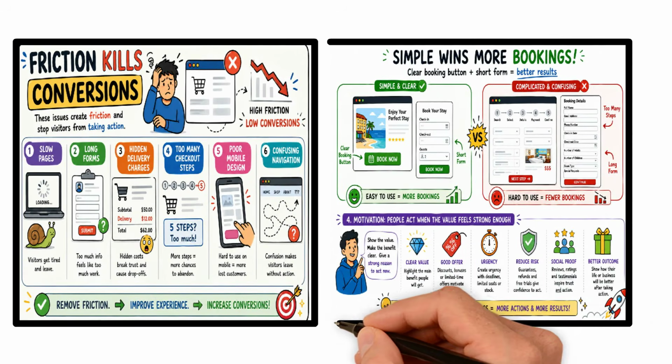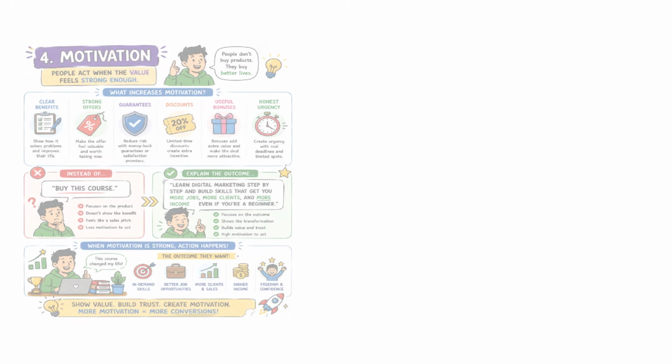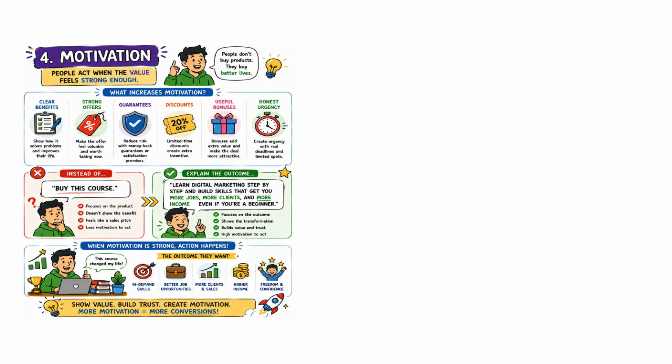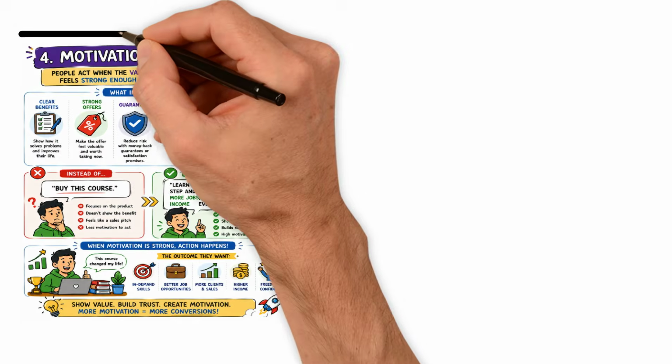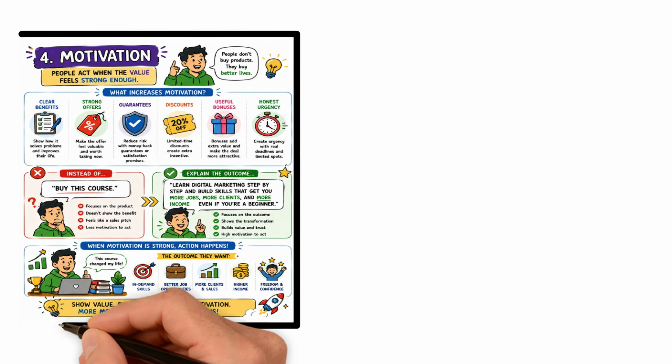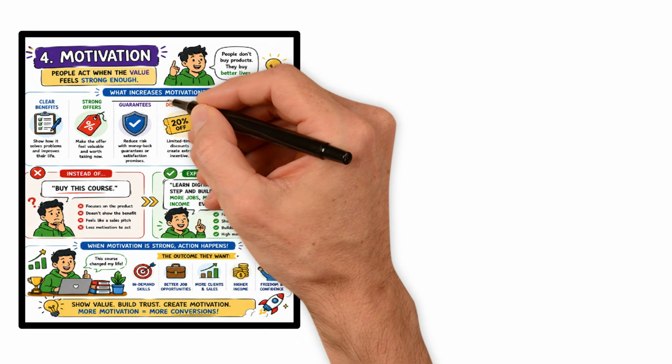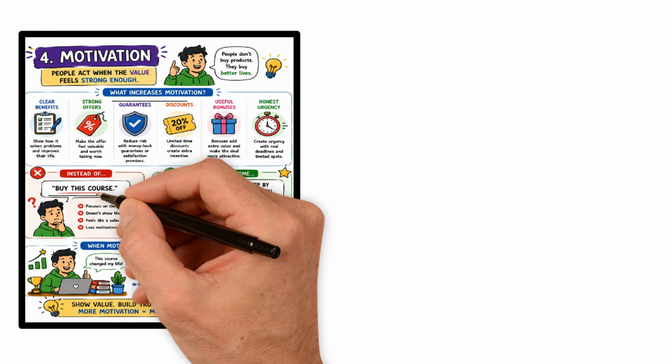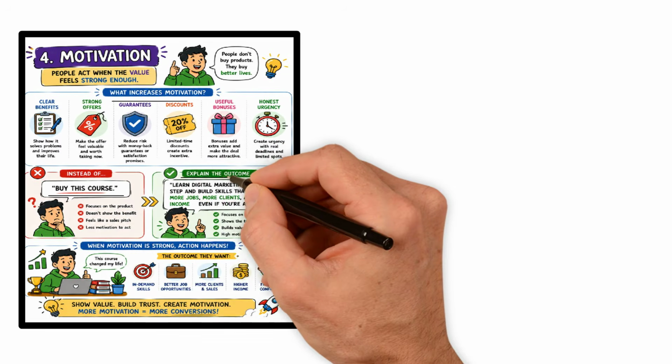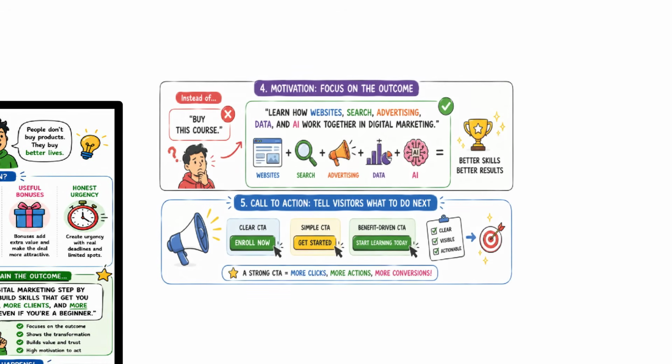The fourth part is motivation. People act when the value feels strong enough. Clear benefits, strong offers, guarantees, discounts, useful bonuses, and honest urgency can increase motivation. Instead of simply saying, "Buy this course," a business could explain the outcome. Learn how websites, search, advertising, data, and AI work together in digital marketing.